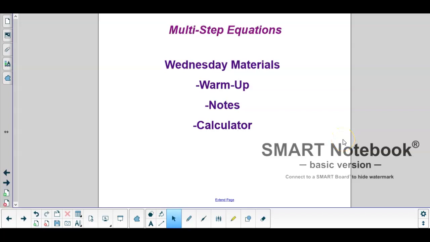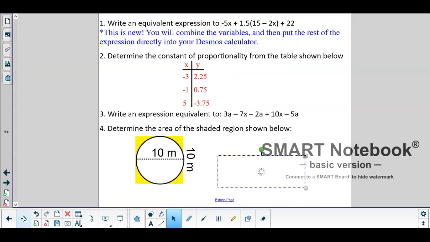All right, welcome to Wednesday's lesson on multi-step equations. Make sure that you have your warm-up, your notes, and a calculator. At this point, I would start your warm-up. So you have Wednesday's warm-up. It should take you about 6 or 7 minutes. When you're ready, unpause the video, and I'll be there to go over it with you.